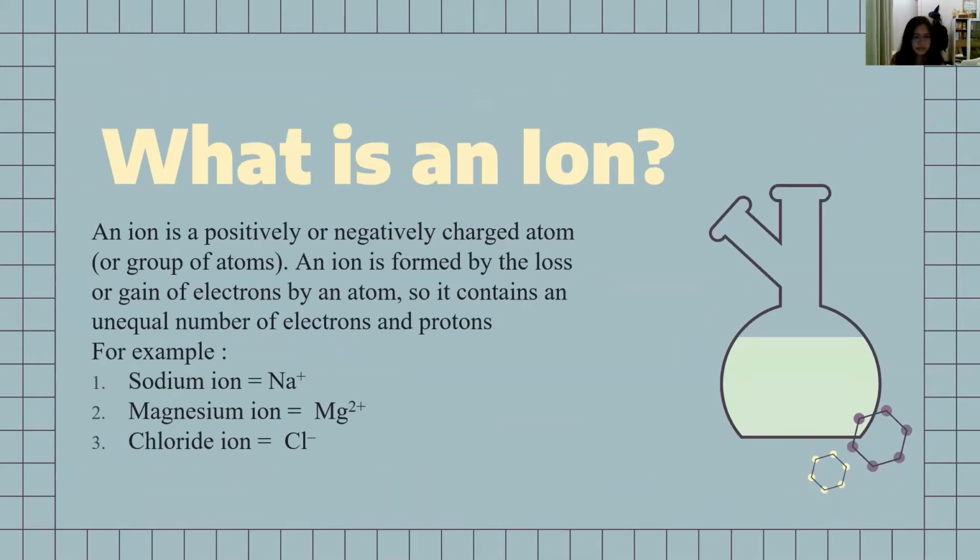So what is an ion? An ion is a positively or negatively charged atom or group of atoms. An ion is formed by the loss or gain of electrons by an atom, so it contains an unequal number of electrons and protons. For example, sodium ion, which is Na+, magnesium ion, which is Mg2+, chloride ion, which is Cl-, and others more.